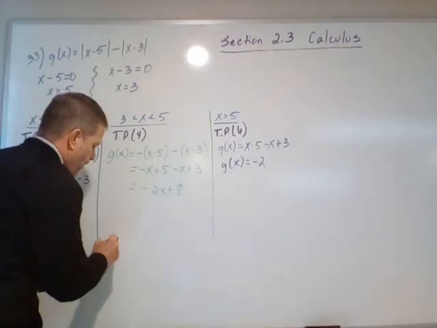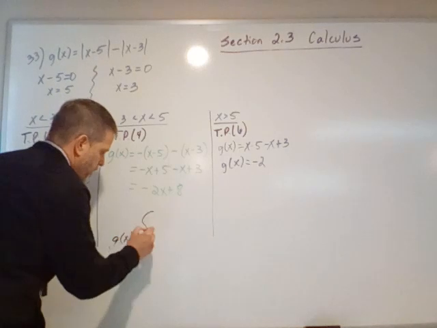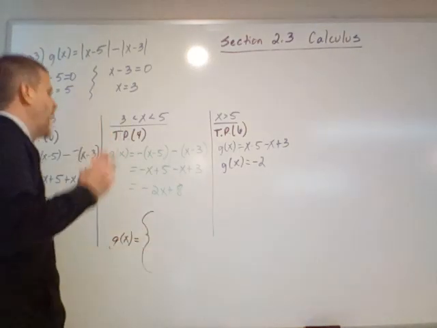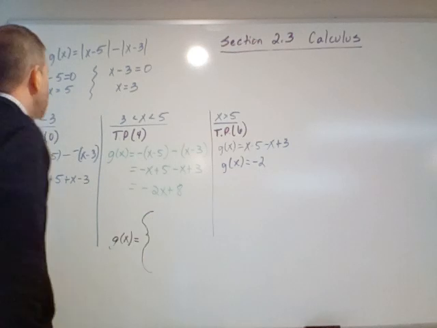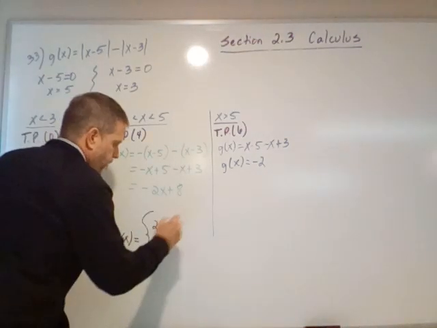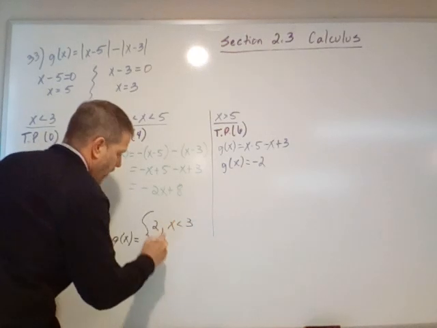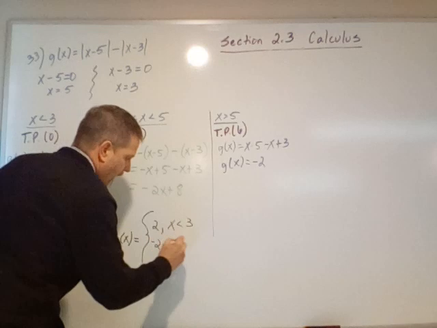So I'm going to redefine g of x as a piecewise function. In this case, we have three pieces. We have less than 3. We have between 3 and 5.